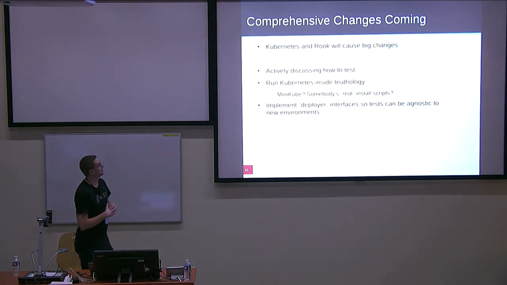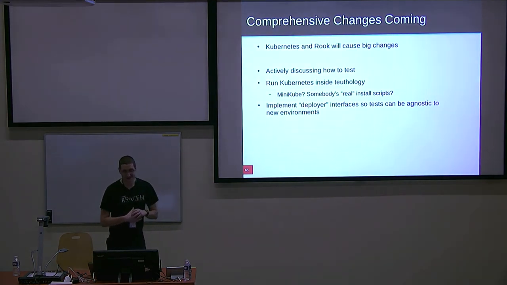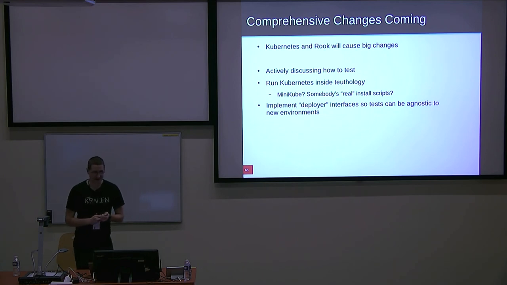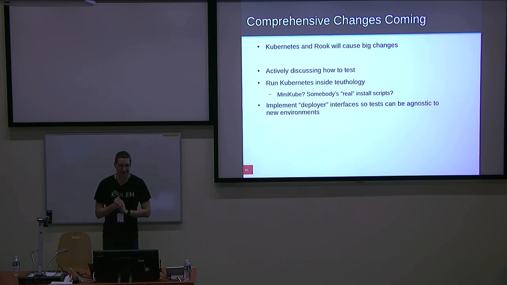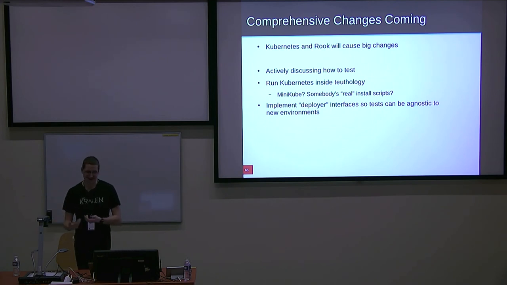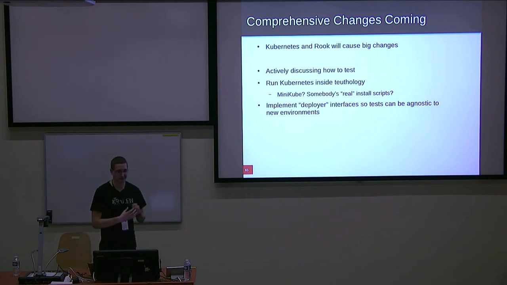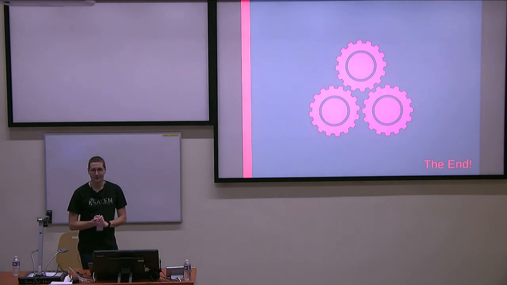I've alluded to this in the past, but there are some comprehensive changes coming. Ceph is going in really big on Kubernetes and Rook, and we're actively discussing how to test that. We aren't sure yet how we're going to run Kubernetes inside teuthology, but it's got to happen. And like I said, we're figuring out how to do these deployer interfaces so that tests we write for Ceph functionality can be agnostic to new environments and new ways of deploying things in the future. So I guess I'm done a little bit early, but we have plenty of time for questions.